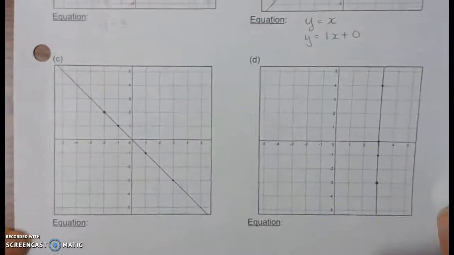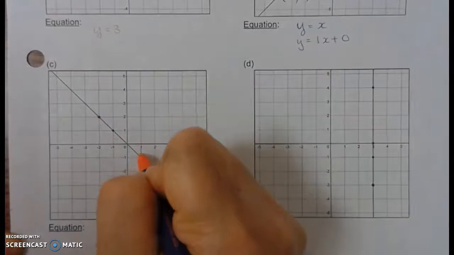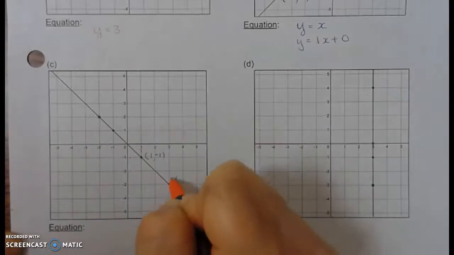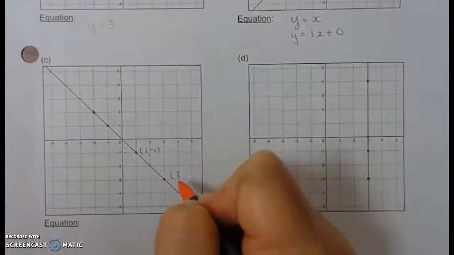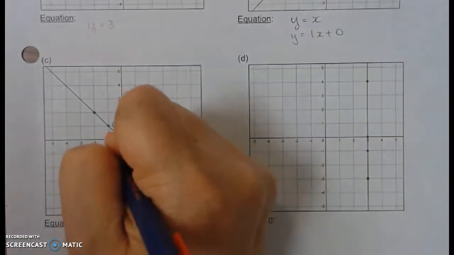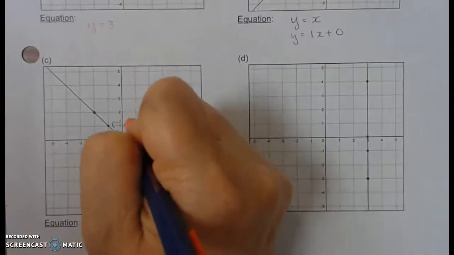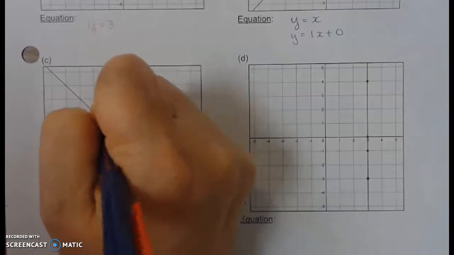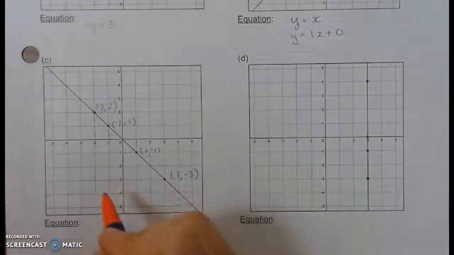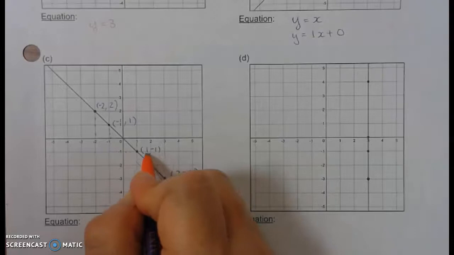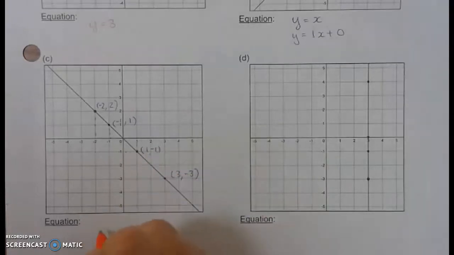What about C? What are the coordinates here? The x-coordinate is 1, the y-coordinate is -1. The x-coordinate is 3, and the y-coordinate is -3. The x value is -1, the y-coordinate is +1, and here the x value is -2, the y value is 2. And what is the relationship between these two? Whatever x is, y has the same number but the opposite in sign. So y is equal to -x.